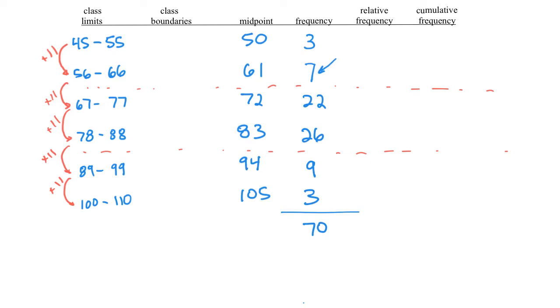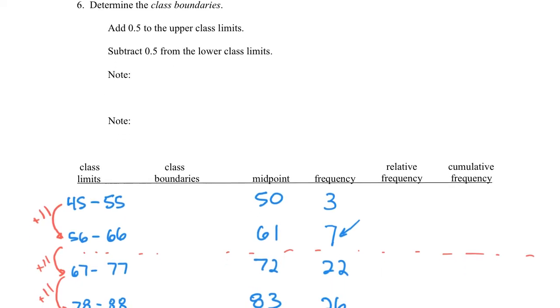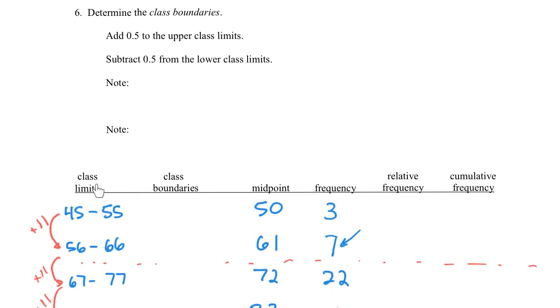Okay, so if we go back on our list of steps, because remember, we're making a frequency table. This whole thing is our frequency table. So looking back at the steps, after number 5, number 6 says determine the class boundaries. So let's go back up here. Notice that we've got class limits. When you make a histogram, you start off with your frequency table with class limits. We always start here, but then we go to class boundaries.